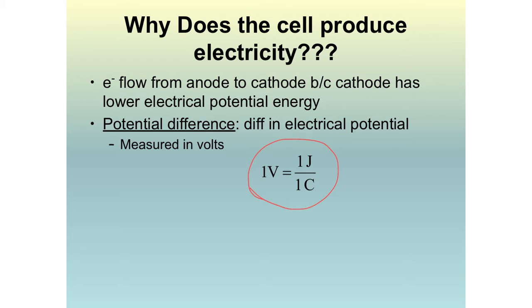So the potential difference is the difference in electric potential between the two metals, and it's going to be measured in volts. So if we think about volts, that is what our electricity is going to be measured in, and voltaic cells are spontaneous, so voltaic cells produce volts of electricity spontaneously.